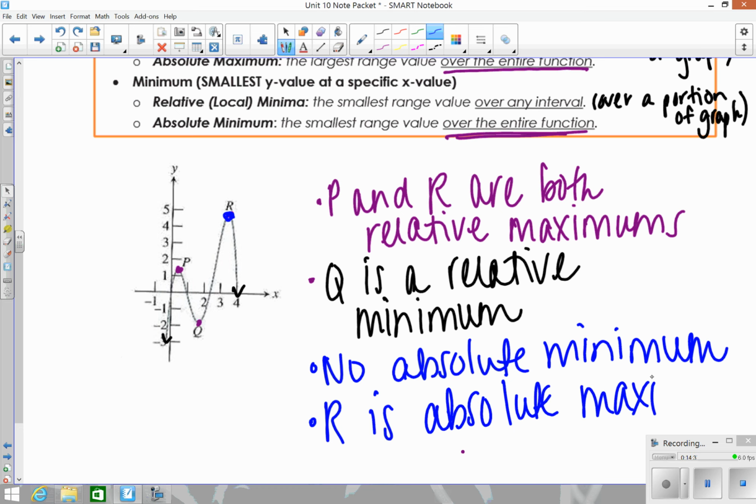So basically, what that kind of tells you too is that relative maximums may also be the absolute maximum, depending on the graph. So since R is a maximum over a specific region, and it's a maximum over the entire thing, that's why it's both a relative max and an absolute max. Q can only be a relative minimum because it's not the lowest point over the entire function. And P can only be a relative maximum because it's only a maximum over a specific interval, if I only look at a certain section of the graph.